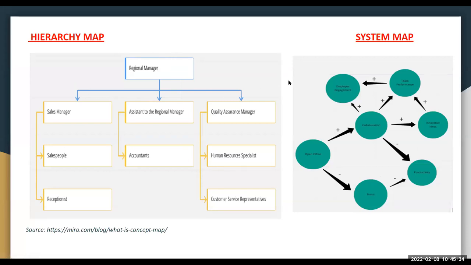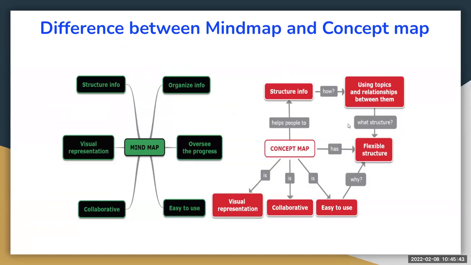Next one is the system map. The system map better explains the workflow of any system. Now here we are discussing concept maps, so one question arises: what is the difference between mind maps and concept maps, because these two words sound very similar. I have put one example here.